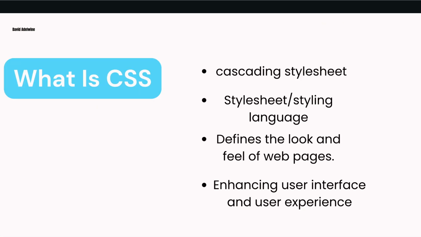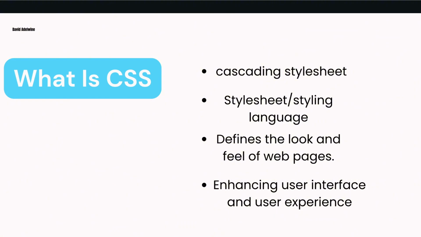All right, so at this point, let's look at what CSS is. It stands for Cascading Style Sheets. It's a styling language and it's used to control the visual presentation of web pages, and this tutorial seeks to guide you through the basics of CSS and how to use it effectively. It's a style sheet or a styling language. It's not a programming language, and it defines the look and feel of your web pages.